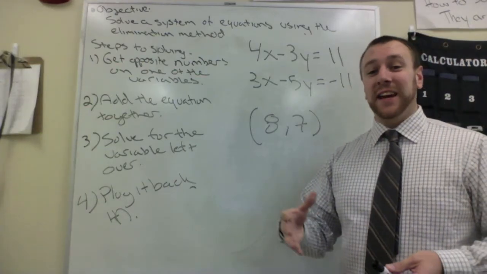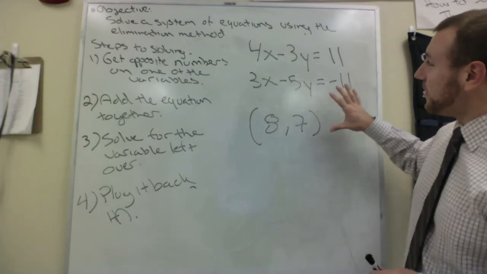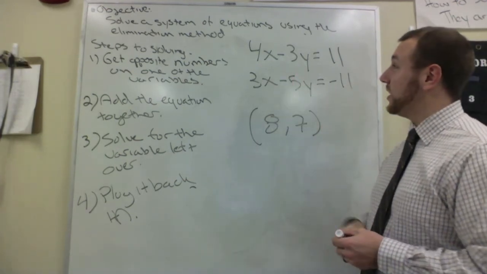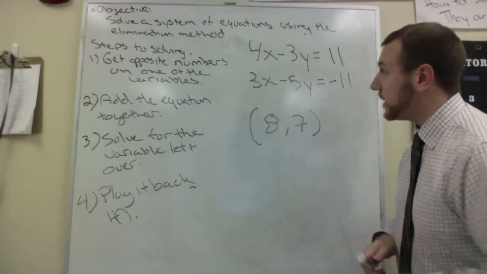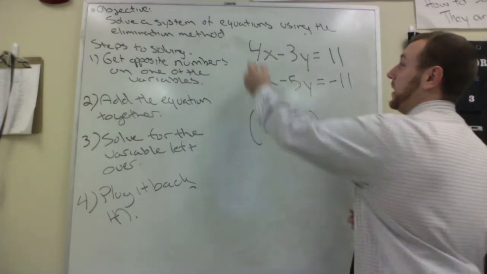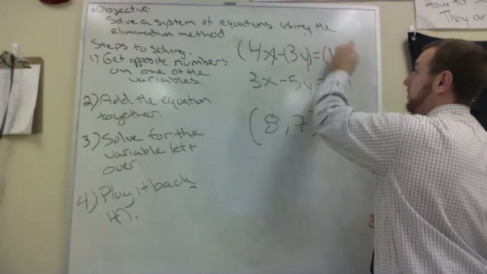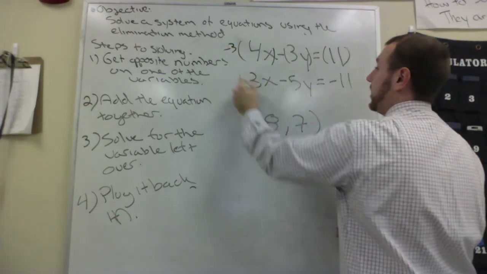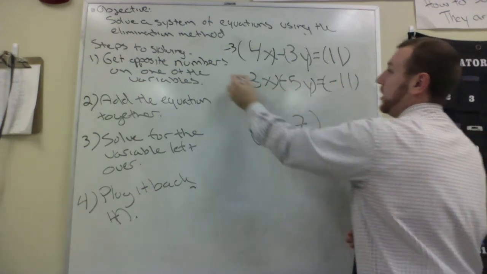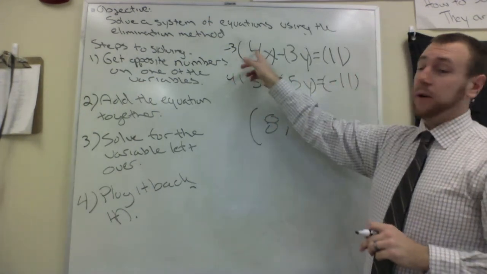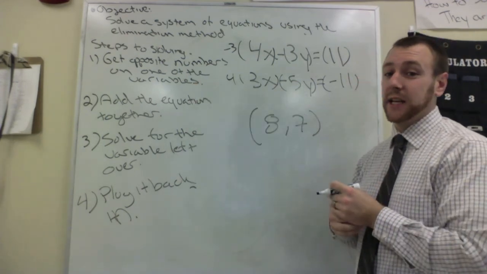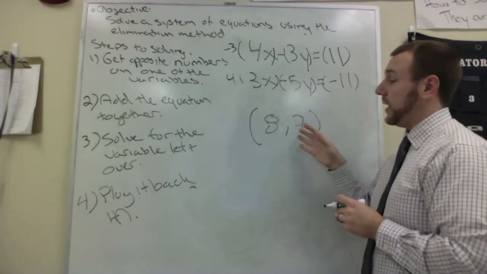So this is example 8. So again, it's that harder one where you gotta multiply both of them. I'm gonna give you a little hint. This 4 and this 3. I'm gonna use this, and I'm gonna multiply this top equation by a negative 3, and this bottom equation by a positive 4. That way, it will create opposite signs on one of the variables, and then I can add them together, and then should get 8 and 7.